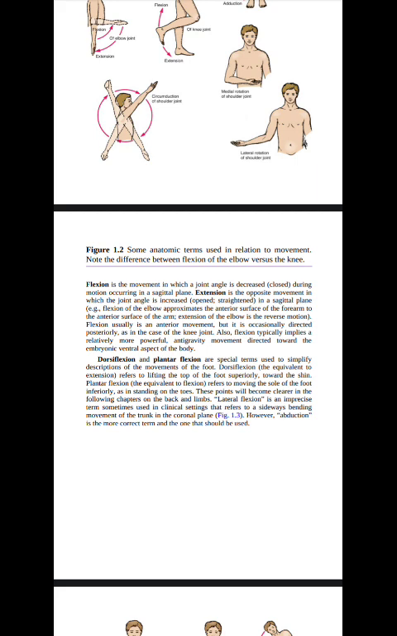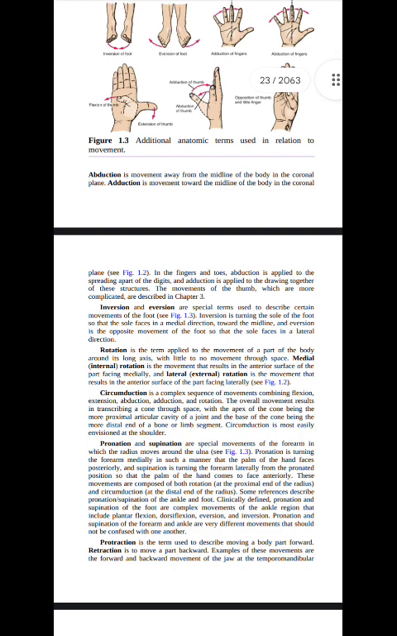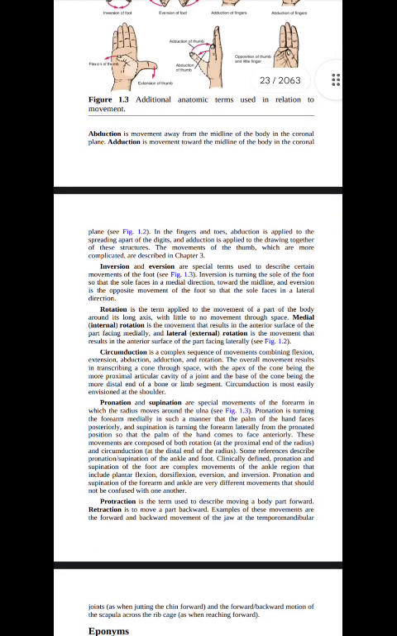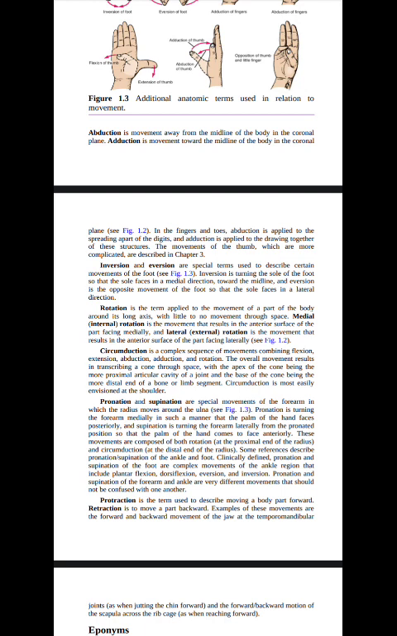These points will become clearer in the following chapters on the back and limb. Lateral flexion is an imprecise term sometimes used in the clinical setting. It refers to a sideways bending movement of the trunk in the coronal plane. However, abduction is the more correct term, the one that should be used. Inversion and eversion are special terms used to describe certain movements of the foot. Rotation is a term applied to movement of the body around its long axis.